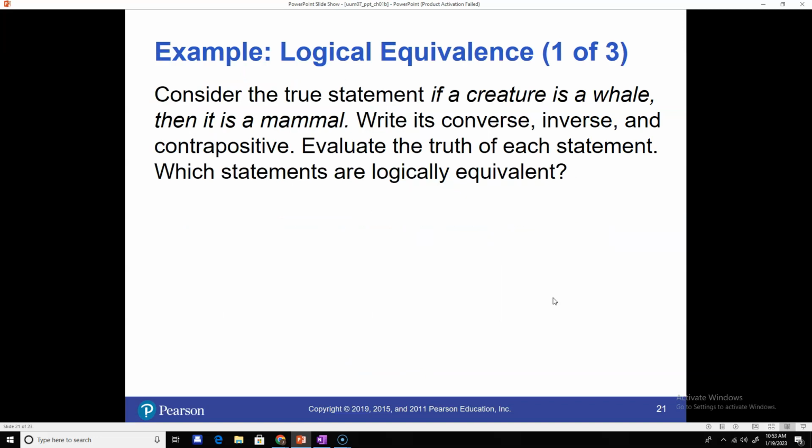Okay, so let's look at this example. Consider a statement: if a creature is a whale, then it's a mammal. Write the converse, inverse, and contrapositive. Let's just focus on the converse and contrapositive. The converse would just be the reverse order: if a creature is a mammal, then it is a whale. We know the statement here is true, so the converse turns out to be not true in this case.